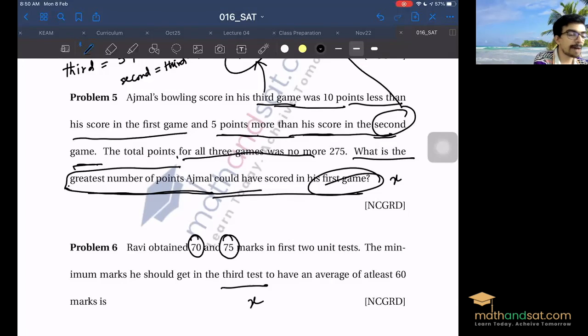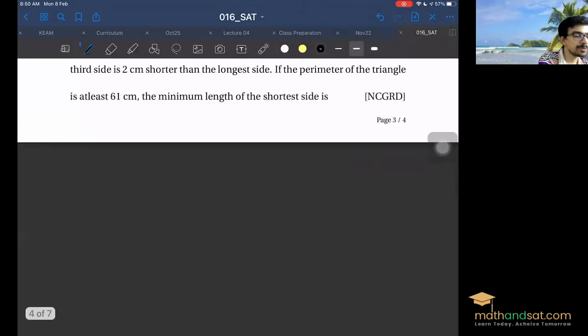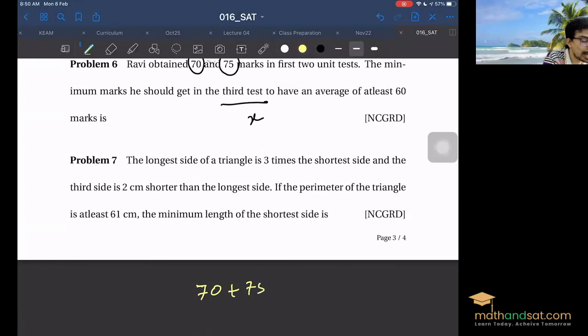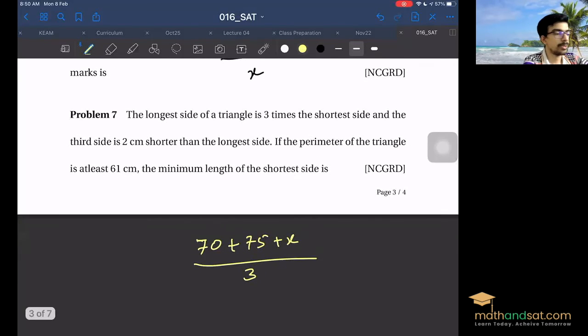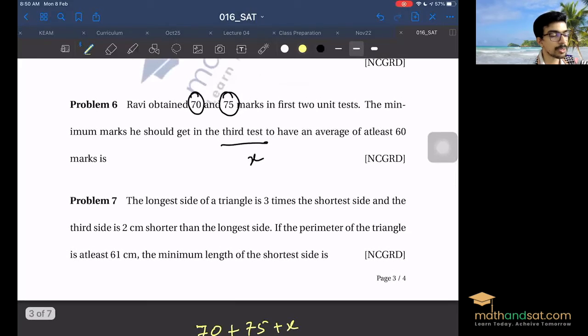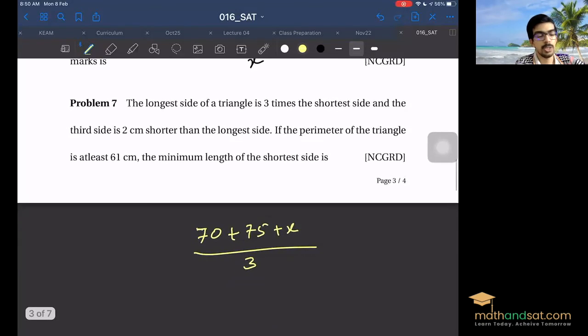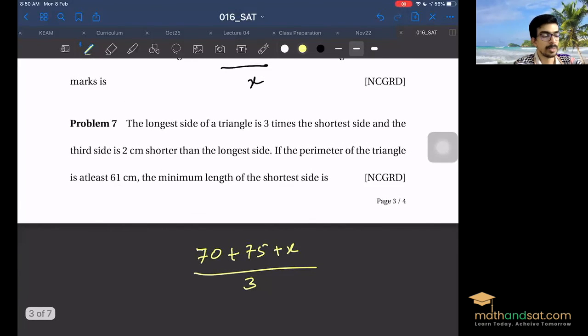Now you calculate the average. How do you calculate the average? You take the sum of all, 70, 75, X, divided by 3. So that is the average of three numbers. The average of three numbers should be at least 60. So the minimum value has to be 60, so this has to be 60 or more than 60.